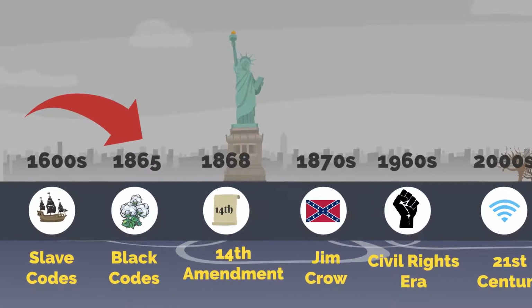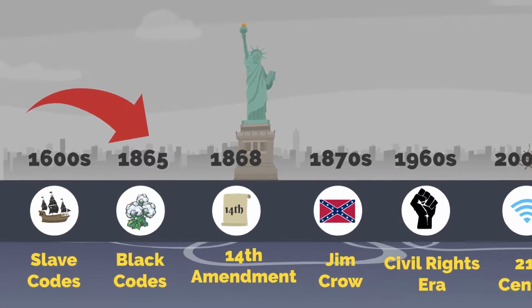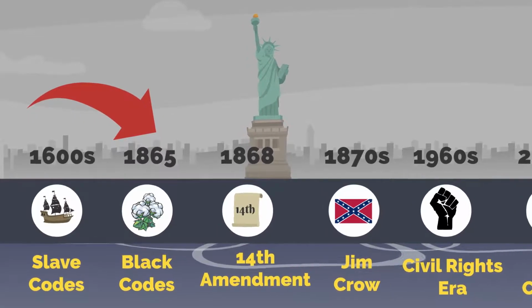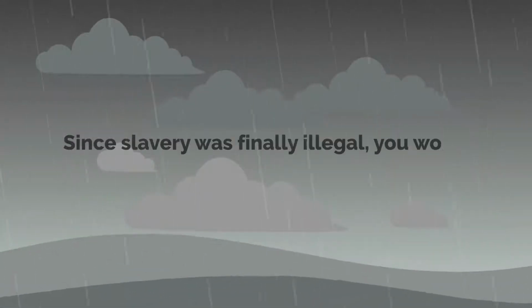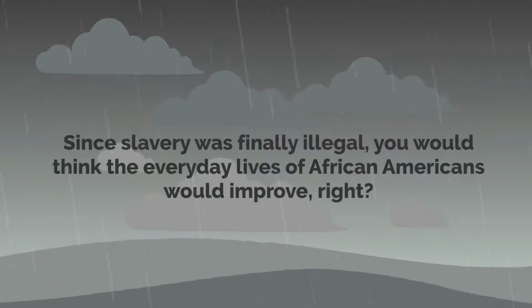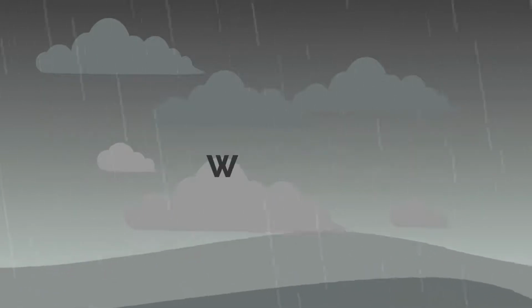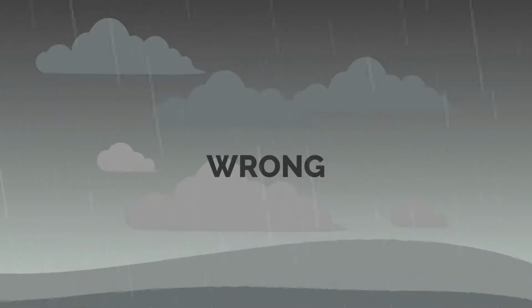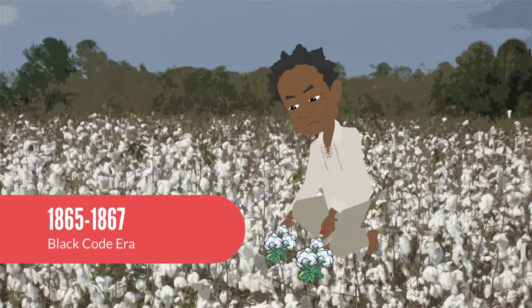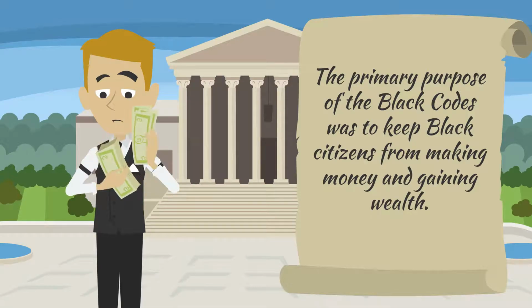265 years later, slavery is abolished, and the southern states switch from slave codes to black codes. Since slavery was finally illegal, you would think the everyday lives of African Americans would improve, right? Wrong. The black codes continued to keep Black Americans from doing almost anything, just like the slave codes before. The primary purpose of the black codes was to keep Black citizens from making money and gaining wealth.